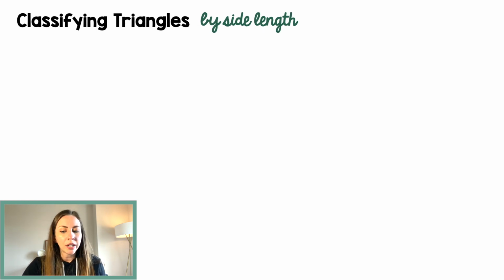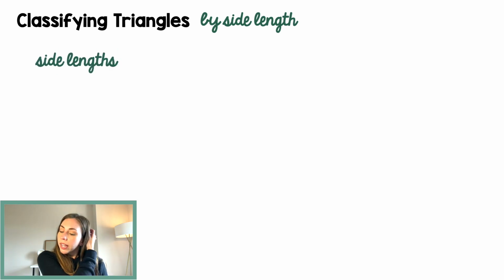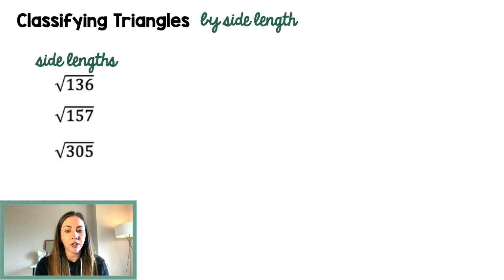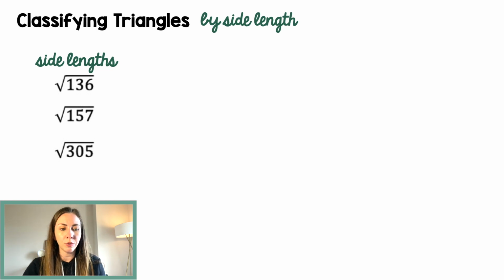There's one way to classify triangles, which is by looking at the side lengths that we found. So the side lengths were the square root of 136, the square root of 157, and the square root of 305. You could approximate these and round them, but honestly, you can just leave them like this and it's still going to serve the purposes that we need it to.